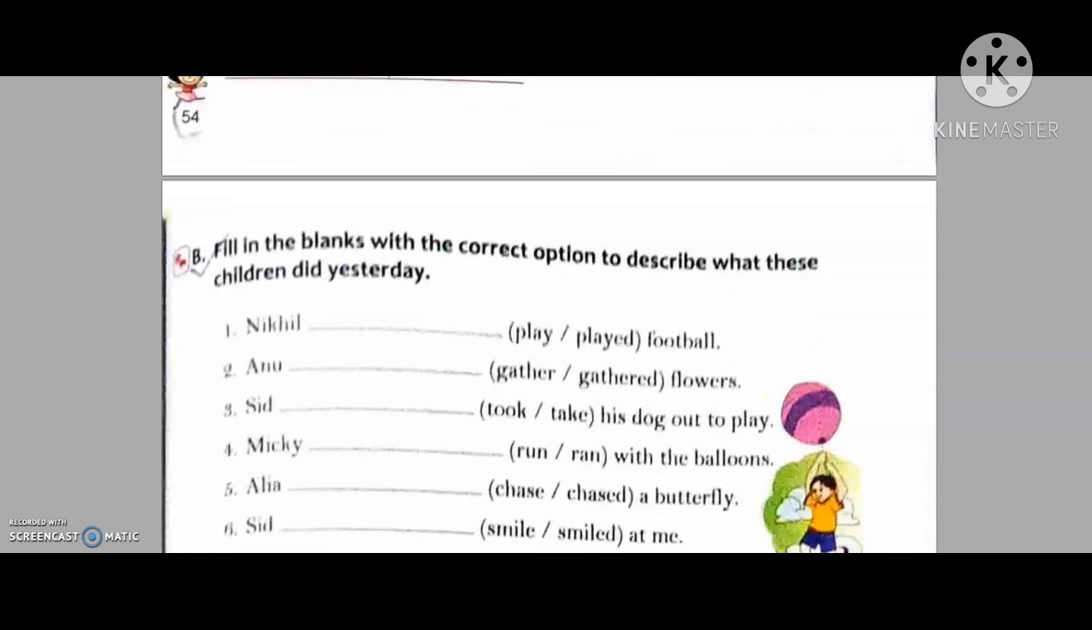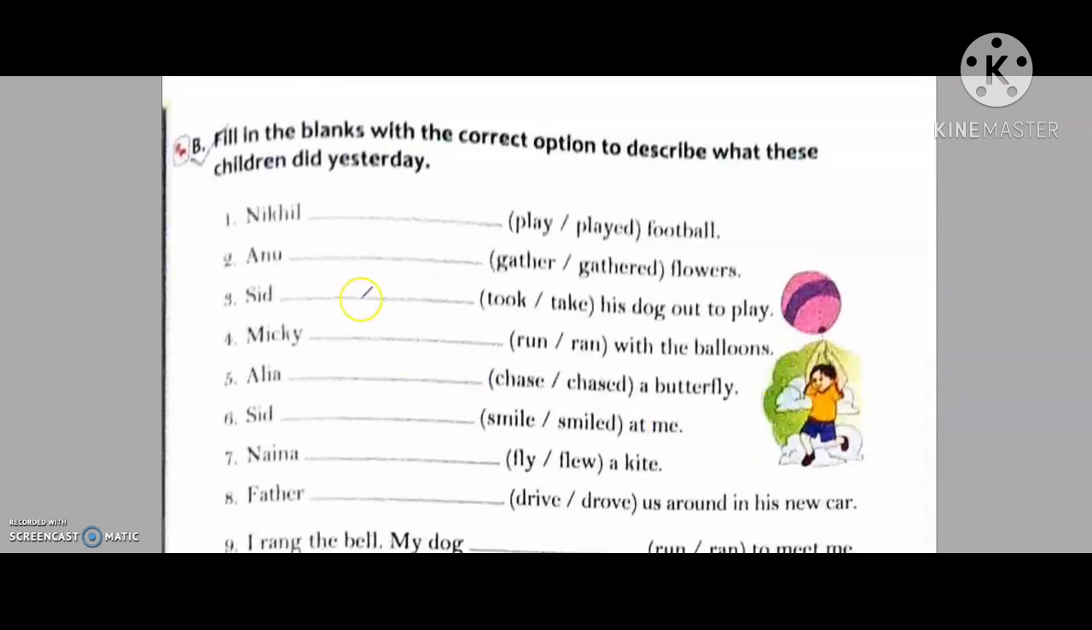Now, let us see exercise B. Fill in the blanks with the correct option to describe what these children did yesterday. So in this exercise, we have been given two options and we have to choose the correct option and write in the blank.